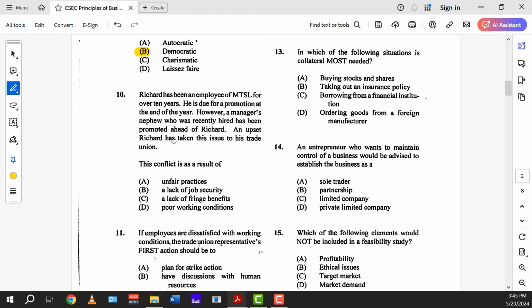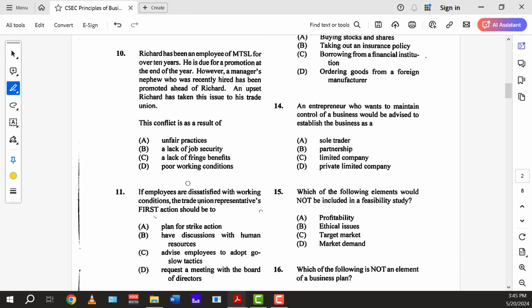Number 10. Richard has been an employee at MTSL for over 10 years. He is due a promotion at the end of the year. However, a manager's nephew, who was recently hired, has been promoted ahead of Richard. An upset Richard has taken this issue to a trade union. This conflict is a result of A, unfair practices, B, a lack of job security, C, a lack of fringe benefits, or D, poor working conditions. The best answer is A, unfair practices, some favoritism, some nepotism right there.